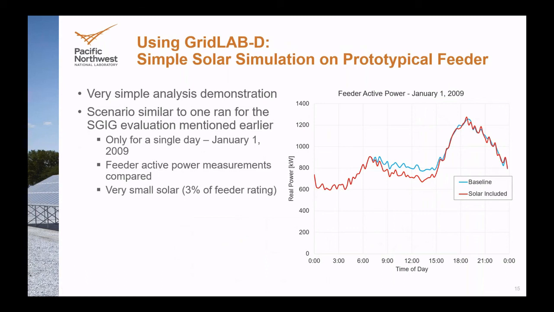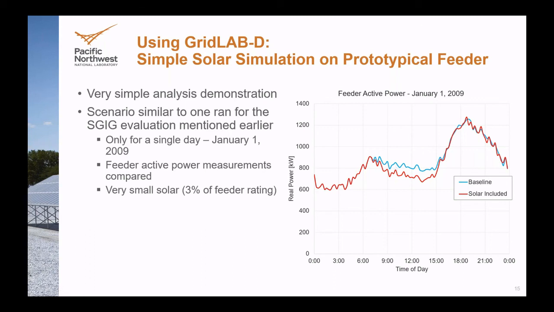So as a quick demonstration, I'm going to show you what GridLAB-D looks like, what a typical model file looks like. This is a very simple demonstration. This is just taking one of those prototypical feeders I mentioned earlier and adding in 3% of the feeder rating in photovoltaics for January 1st, 2009. So not exactly the best time of year for solar, especially if you're in the Northern Hemisphere. But mostly it was to show you how GridLAB-D works, what the file looks like, and once again highlight the time series and time evolution behavior.